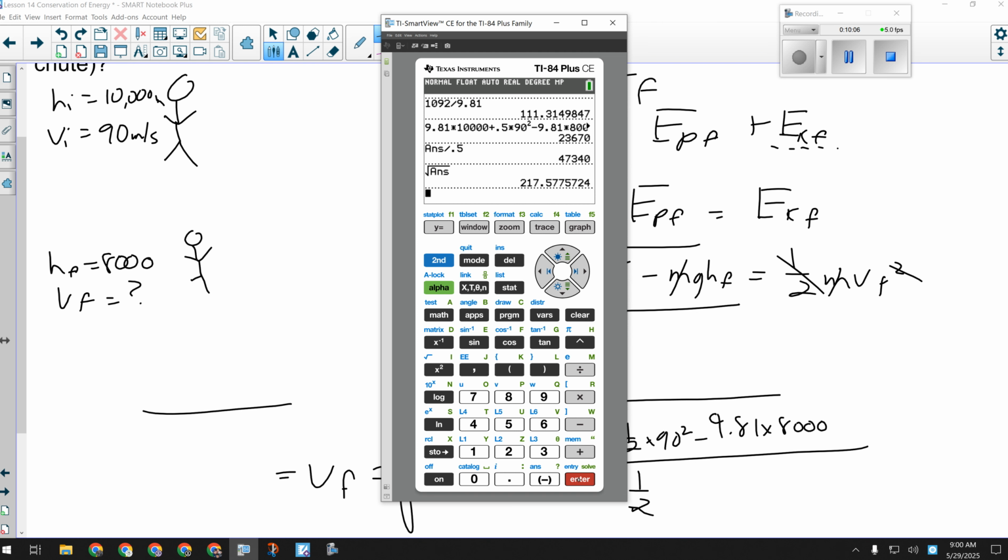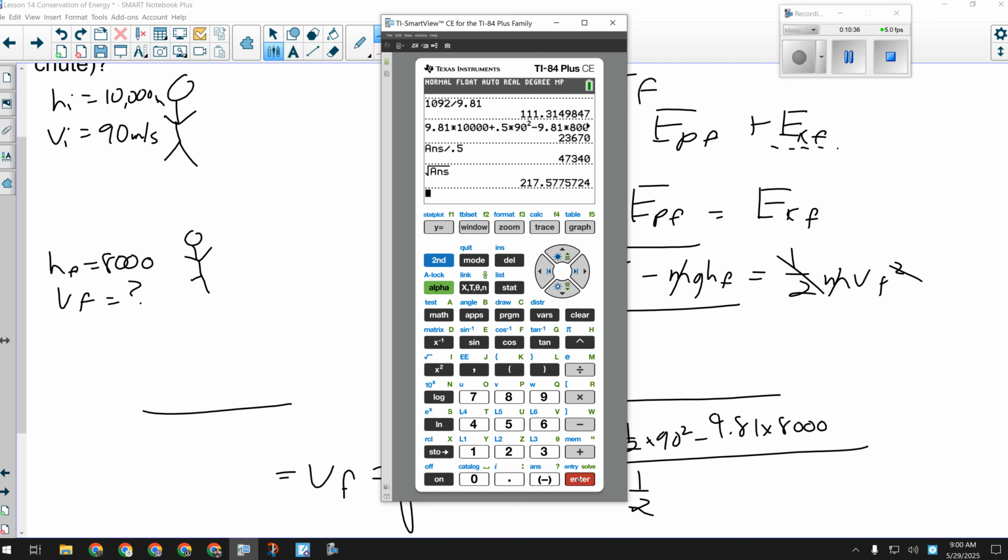Okay, that's fast, but not unreasonably fast. If you jumped out of a plane, you could fall really fast. 217.6 meters per second. In this situation, that would be possible because we would imagine that there's no air resistance, because air would do work. In the real world, could you go that fast?